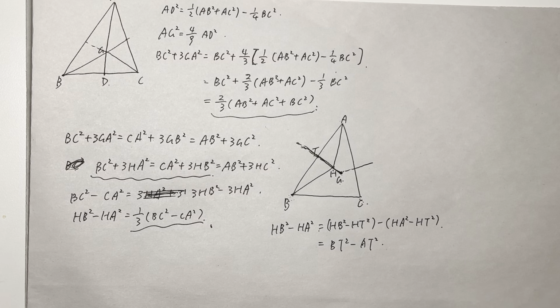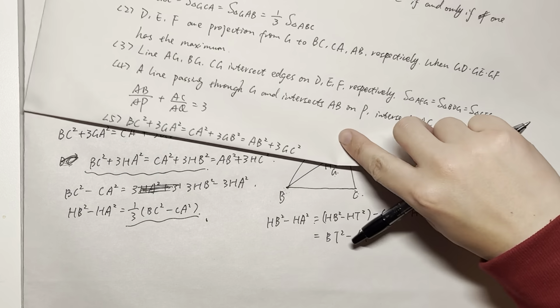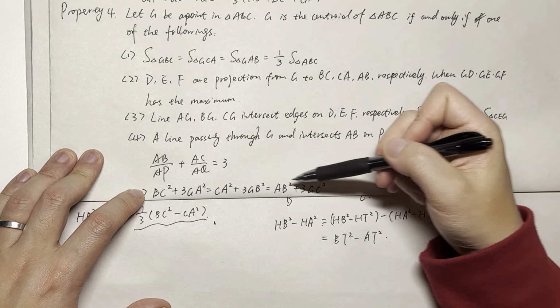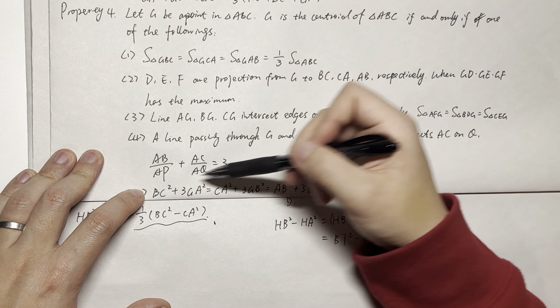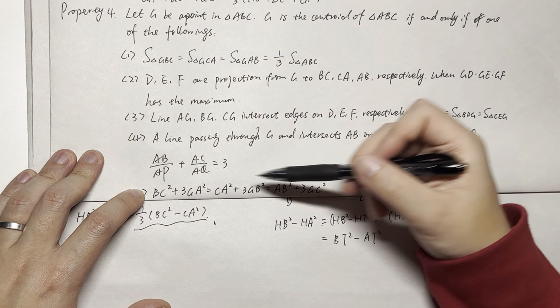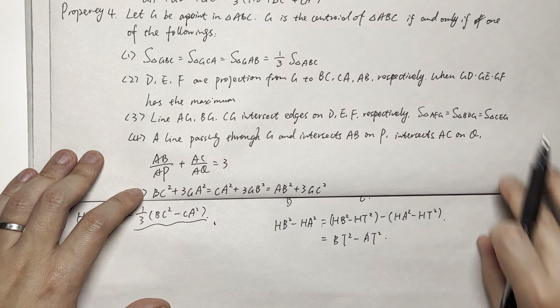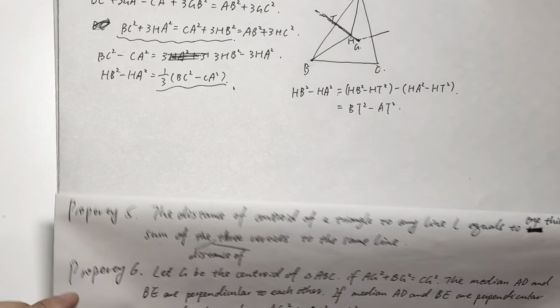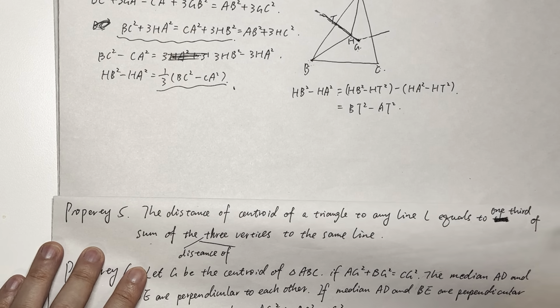That means if these three terms are equal, then G is the centroid. Okay, let's see the next property.